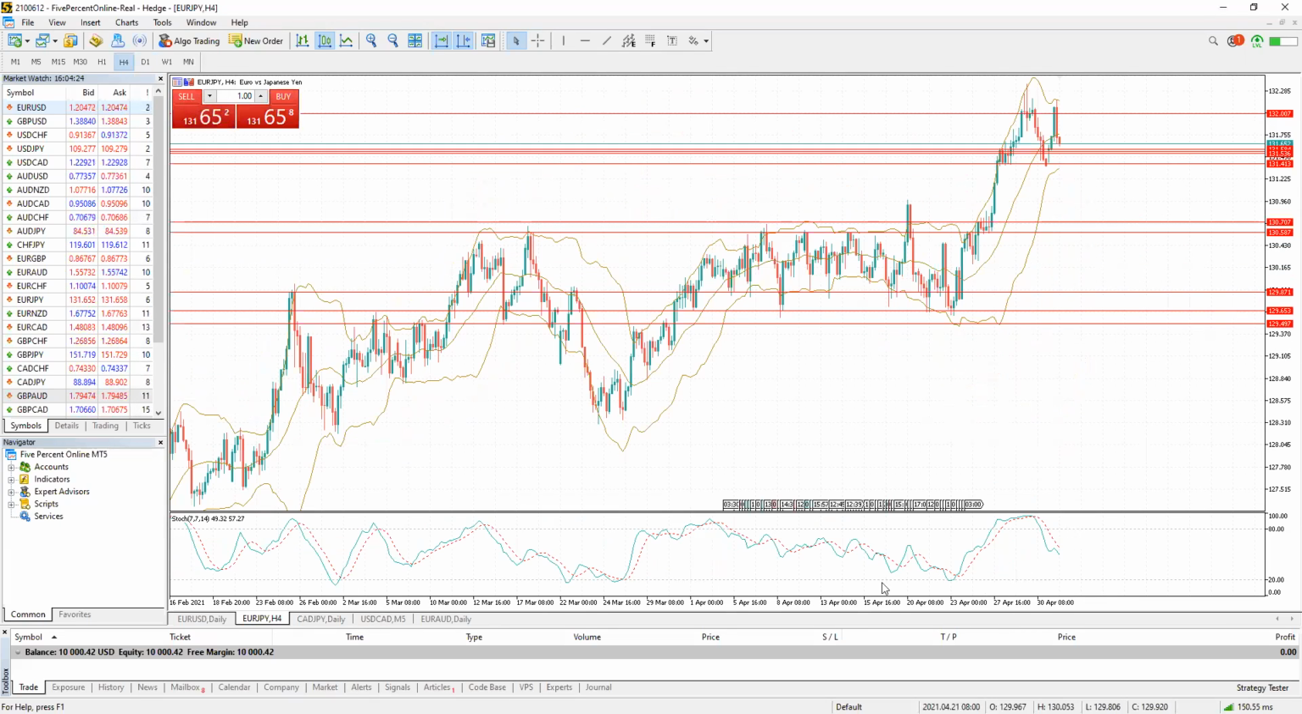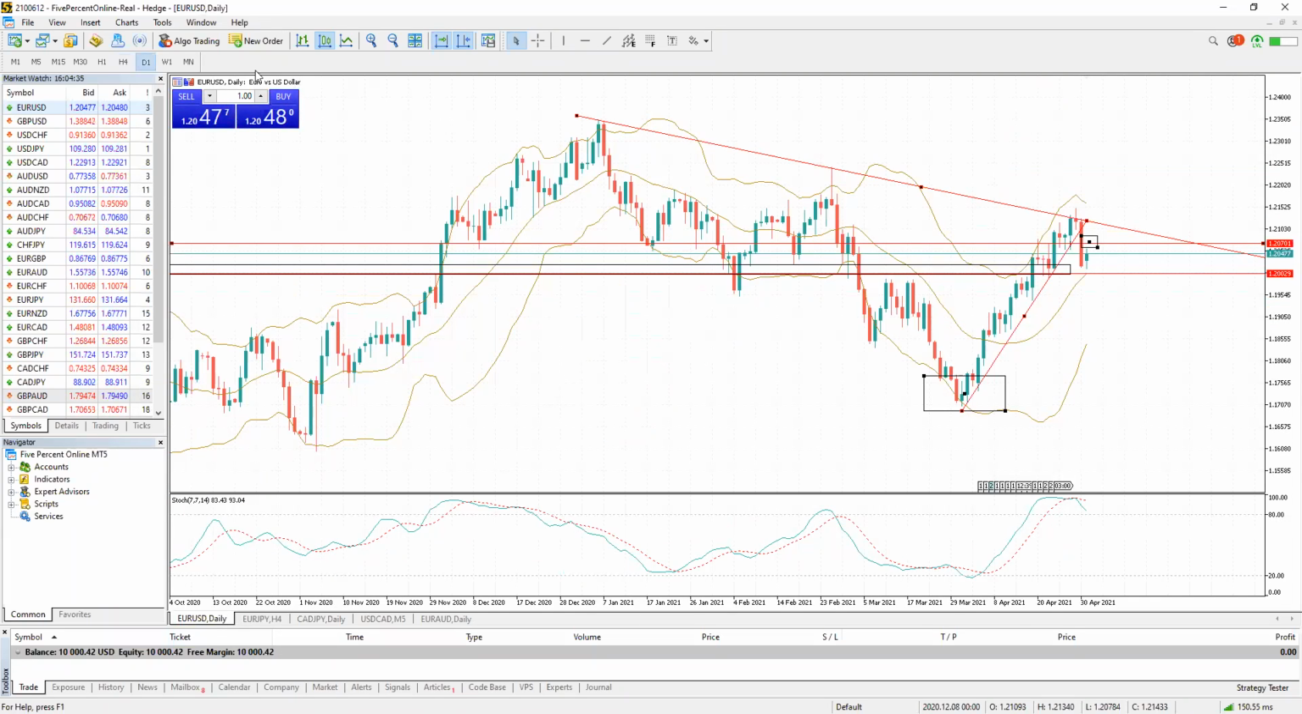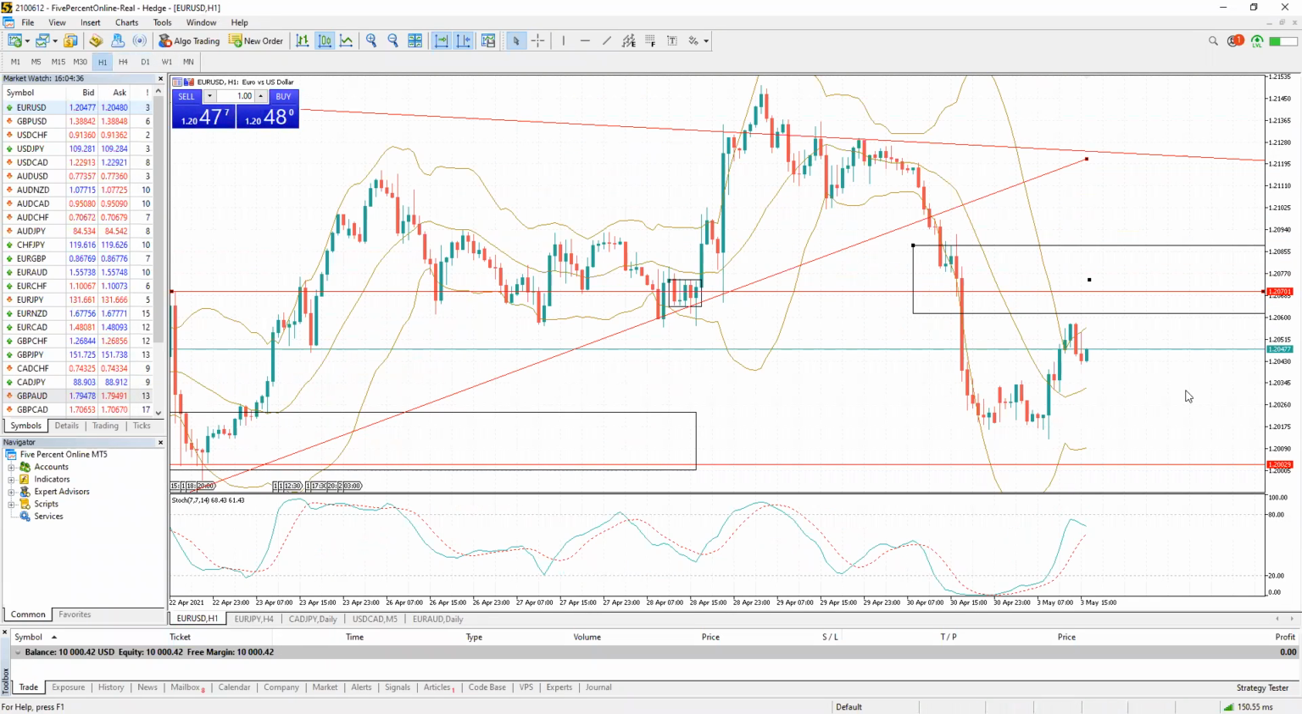Okay, let's go on the euro yen. What about those two bearish candlesticks on the H1? Don't they signal a possible reversal? Okay, let's check again on the euro dollar. This bearish candlestick on the H1. On this one, you mean?